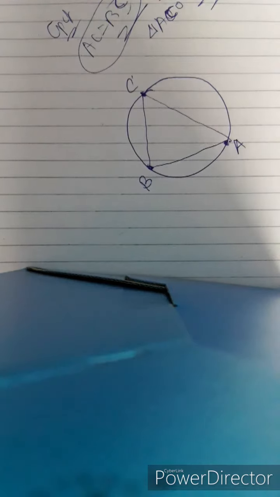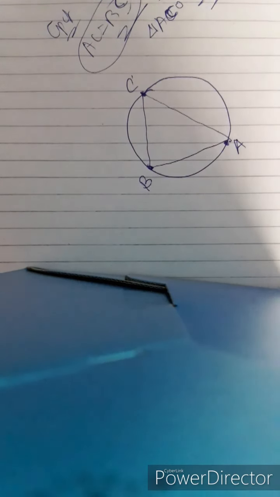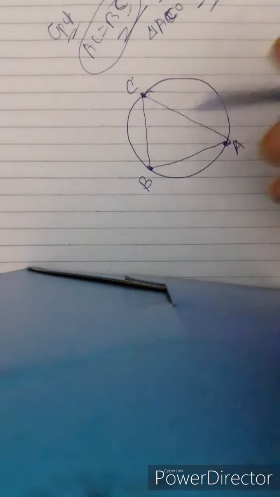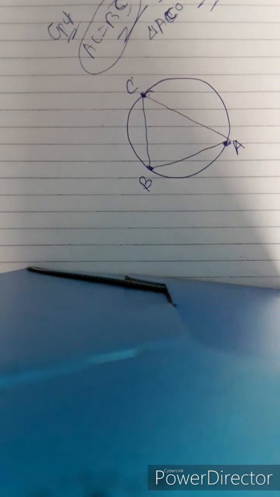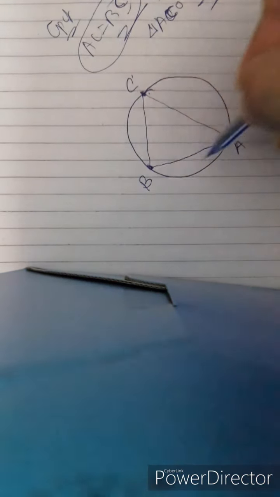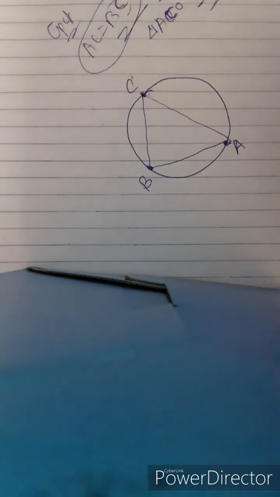Let me repeat the theorem again. It is given that only one circle can be drawn through 3 points not lying on the same straight line. That is, these are 3 points A, B, C which do not lie on the same straight line. So only one circle can be drawn through these 3 points. This needs to be proved.